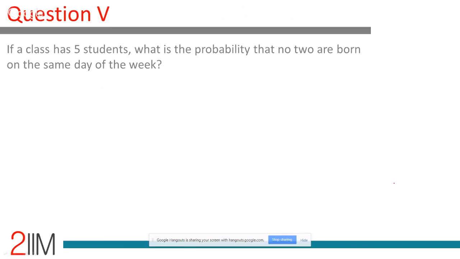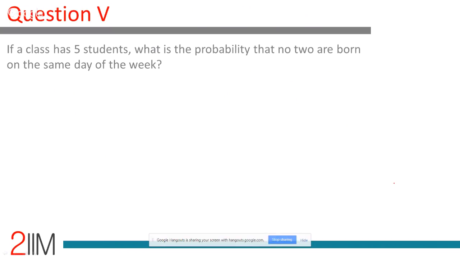5 students, what is the probability that no 2 are born on the same day of the week? So they could be Monday, Tuesday, Wednesday, Thursday, Friday. Be some 5 out of the 7 days of the week. But there shouldn't be 2 born on the same Monday or 3 born on a Tuesday. That's not possible. The class has 5 students.